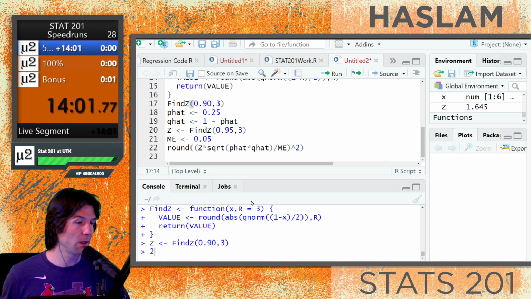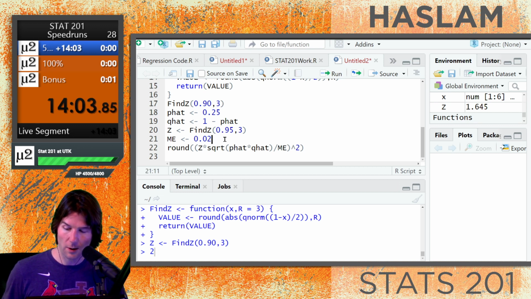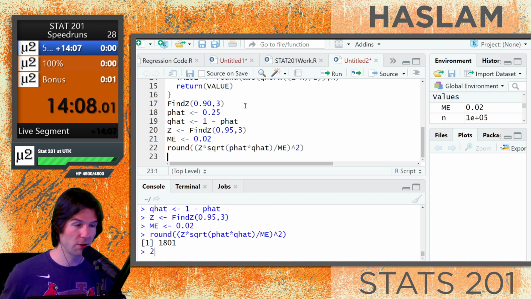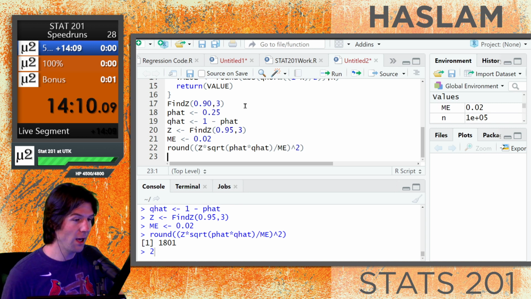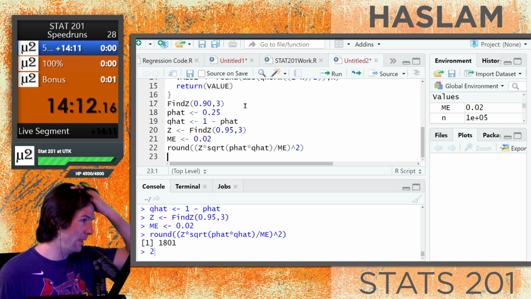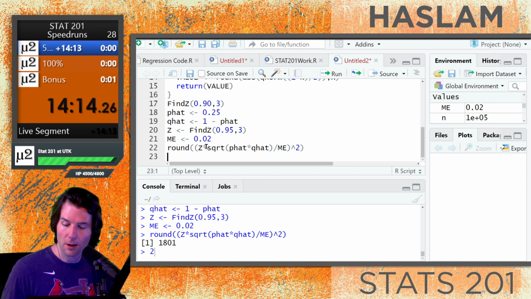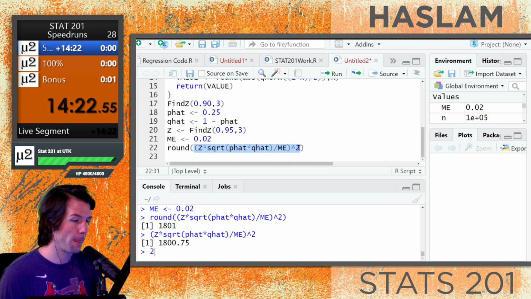What's your margin of error on it? 2%? Okay, if I've entered everything in here correctly, then your answer... There you go. You got it. But 1801, it rounds to 1801. Let's take a look at the non-rounded version of this. It rounds to 1801. Double check, 1801. Because it rounds up. And that's every decimal being carried.